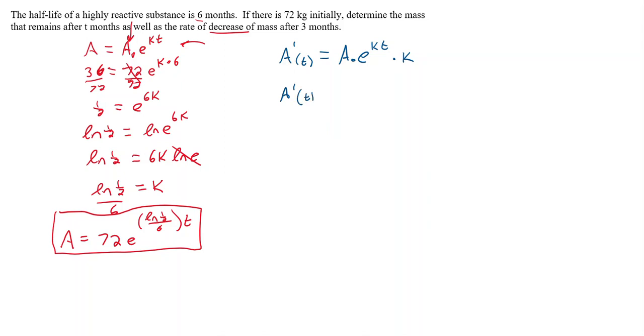So A prime of t is equal to 72 times e to the power of our k, which was the natural log of 1/2 divided by 6, times t, and then this was times k, so again just natural log of 1/2 over 6. And now we just want to find it at 3 months. So A prime of 3 is equal to, and I'm going to simplify as I go, I'm thinking you guys can follow along. I've got 72 over 6, right? So that would be 12.